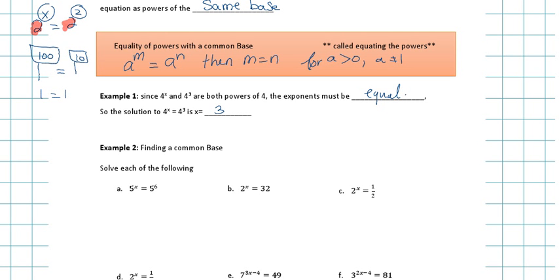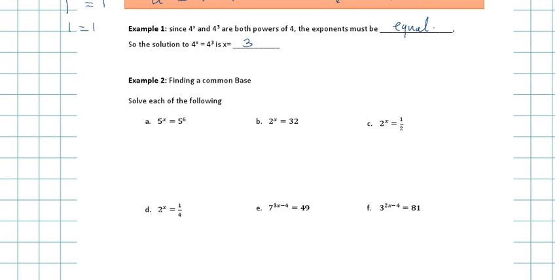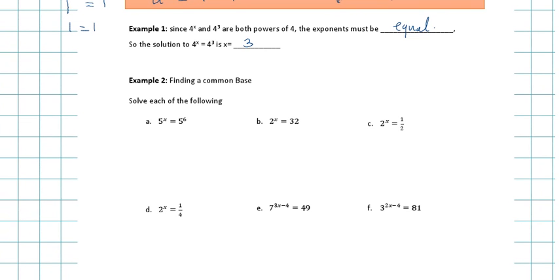All right. Now, first one, easy. Solve each of the following. 5 to the power of x equals 5 to the power of 6. x is 6. Right? Easy. Done. How about the second one?